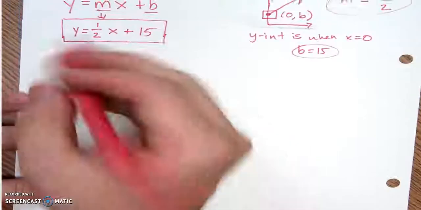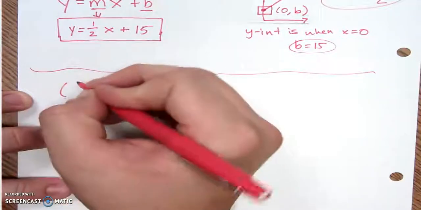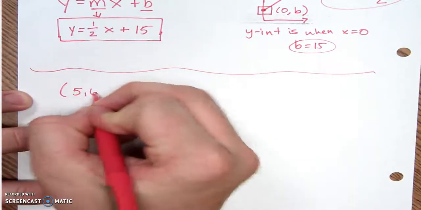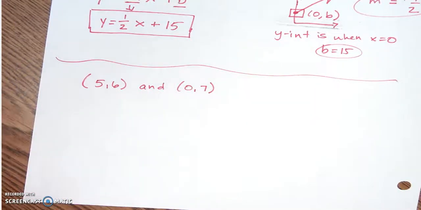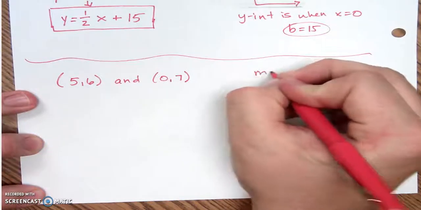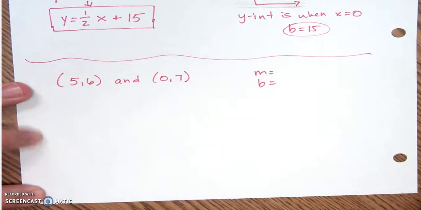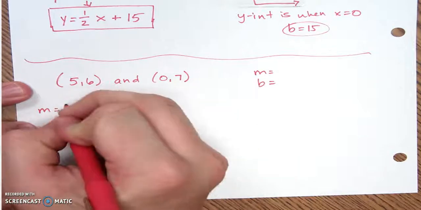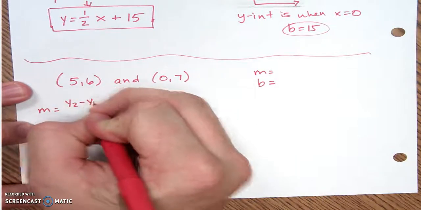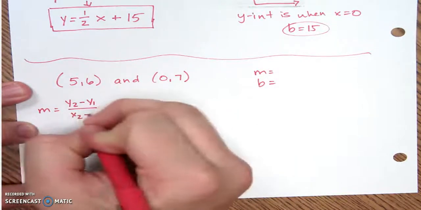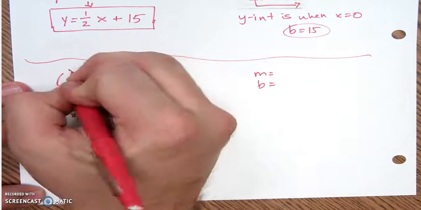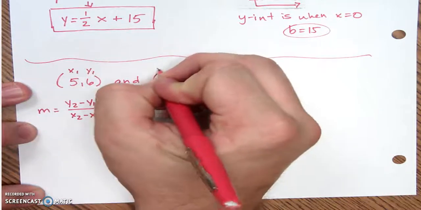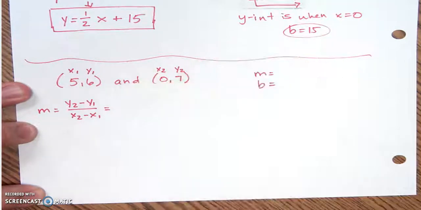Let's do one more example. Okay? Let's say we had the points (5, 6) and (0, 7). Remember, we need to find the slope and the y-intercept so we can write an equation. Let's start with the slope. Always y2 minus y1 over x2 minus x1. It's going to help to label your points: x1, y1, x2, y2. Okay?